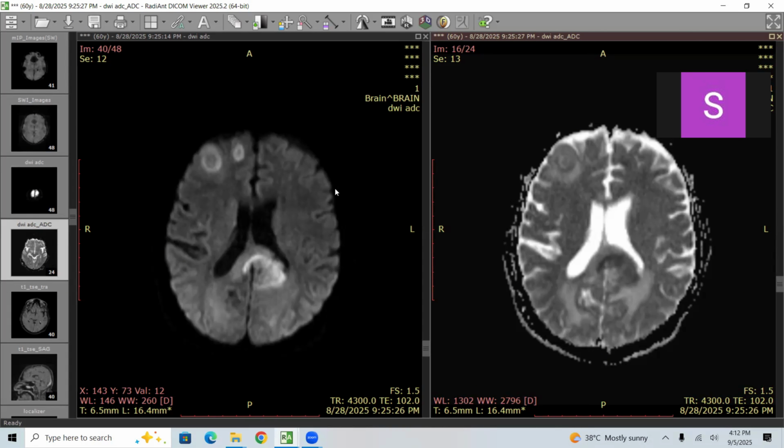Now we come to the point of discussing the lesions which cross the midline or involve the corpus callosum. Can you name a few? Yes, sure. Lymphoma, glioblastoma multiforme, or it can be tumefactive multiple sclerosis. Others include metastatic deposits. Which differential do you think is the most likely in this case?